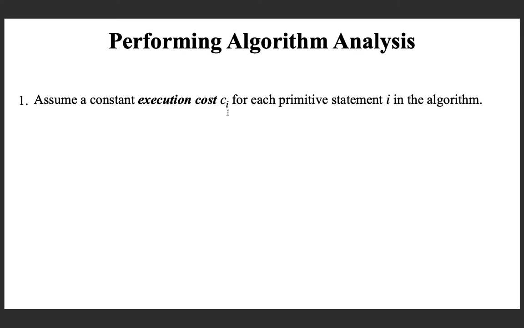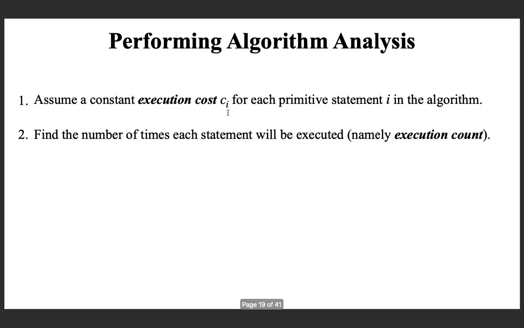For example, if it is an addition, you can say that the cost of addition is, say, 50 units of time. It's a constant, that's an assumption or an abstraction. This is one way of doing an algorithm analysis. Assume that the time required for a particular instruction is a constant for a given machine. Then what do you do? Find the number of times each statement will be executed. It's called the execution count. So now you have the time for each execution of a statement and the number of executions of that statement. Then the total time will be n into Ci.